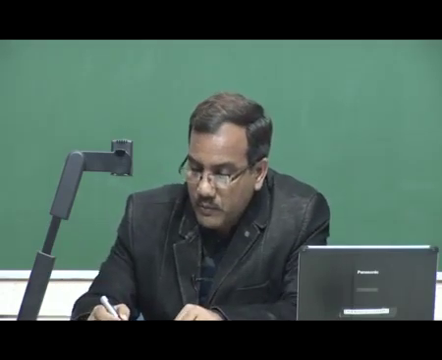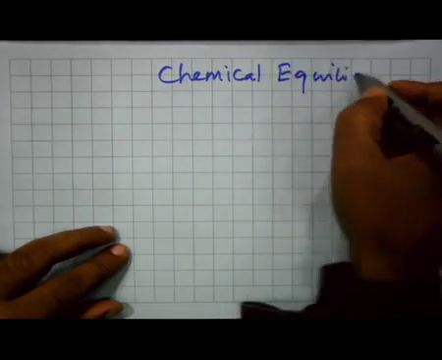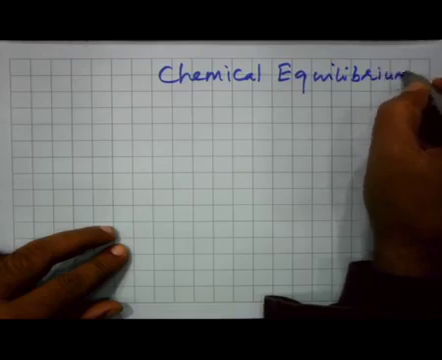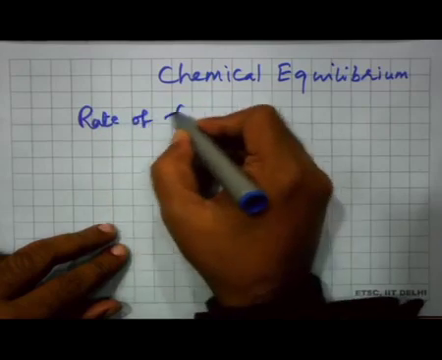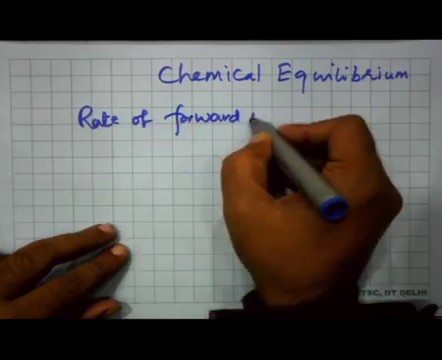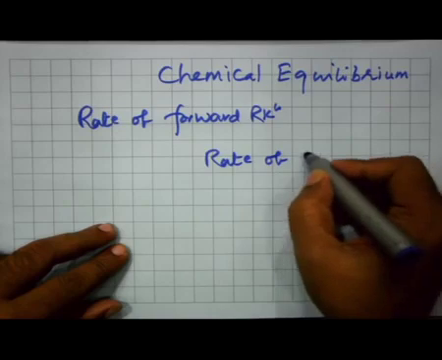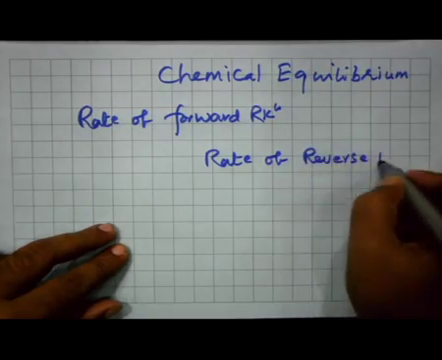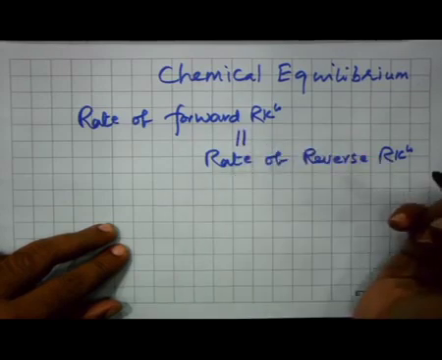Now, what I told you about equilibrium is that in chemical equilibrium, the balancing force is the rate of forward reaction and the other force is the rate of reverse reaction. When they are equal, then we say that equilibrium exists.